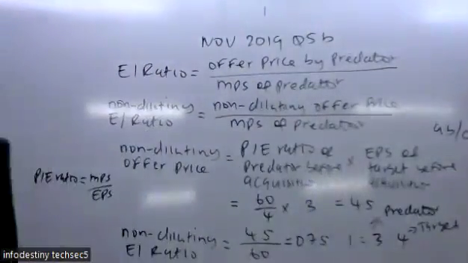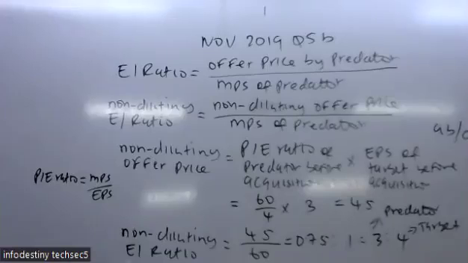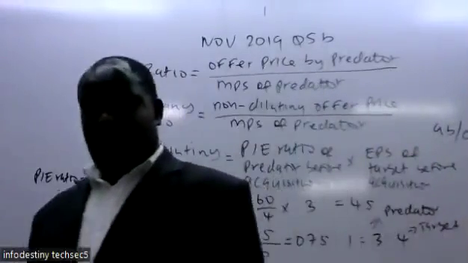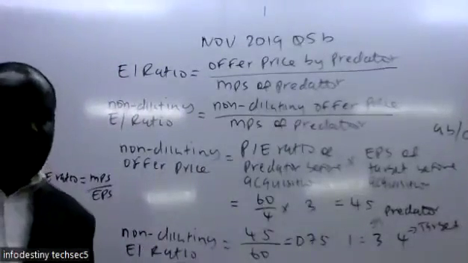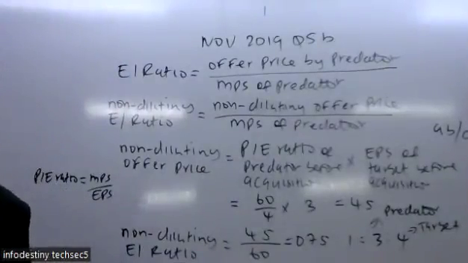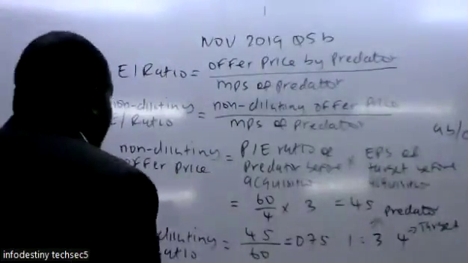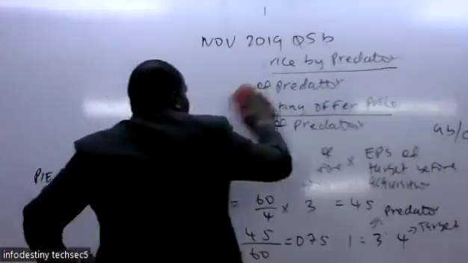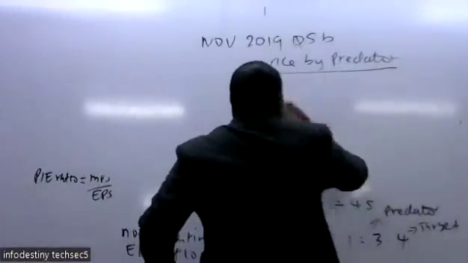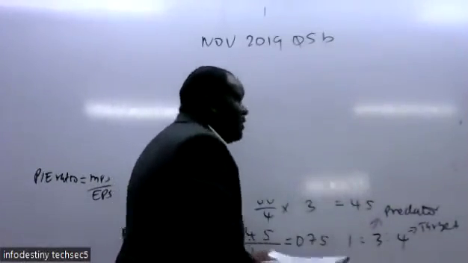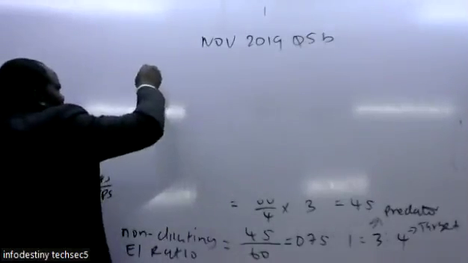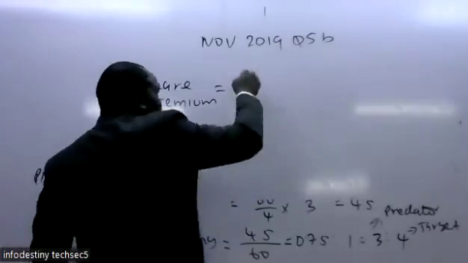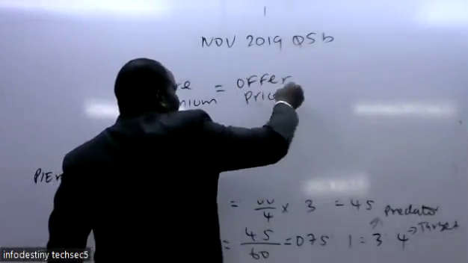So we now go to the Roman letter 2. Under the Roman letter 2, they were asking you the total premium that shareholders of B Limited would agree to receive at that exchange ratio. Still in the notes, I've given you a formula on how to compute the share premium. The share premium is supposed to be given by the offer price.